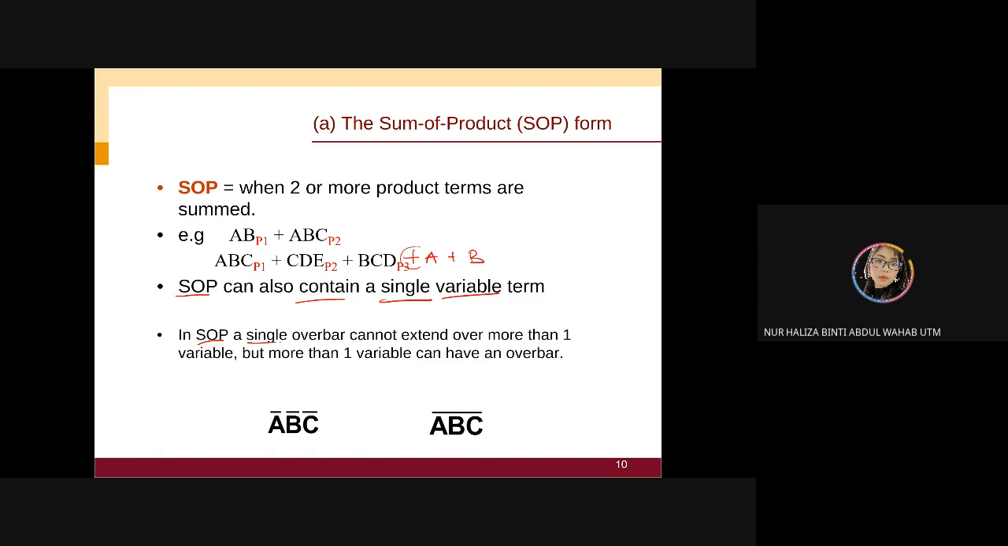In SOP, a single overbar cannot extend over more than one variable, but more than one variable can have an overbar. What is the meaning of this? It means that you have A bar, B bar, C bar. You cannot extend, ataupun you cannot sambungkan dia automatically. Instead, you can have more than one variable with an overbar.